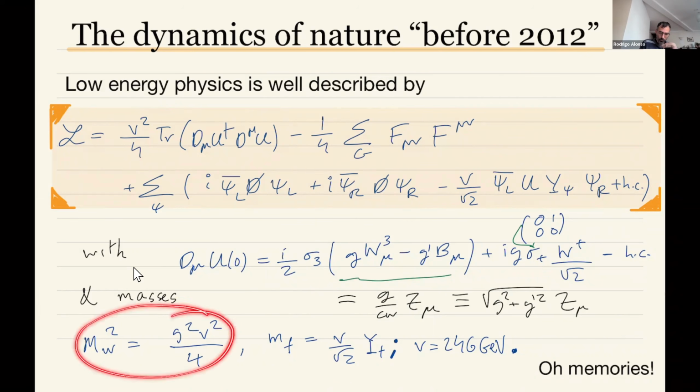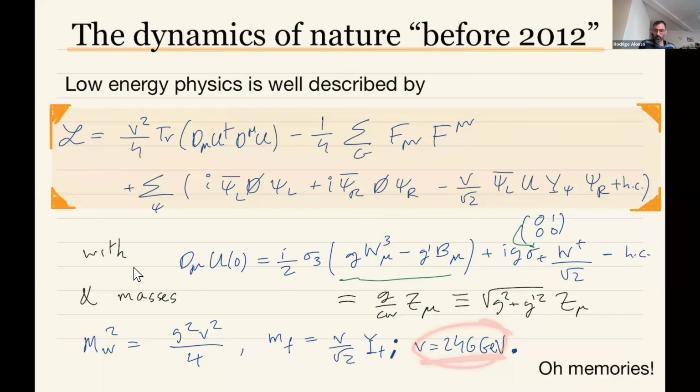In particular, the reason we were putting this v squared in here is because we recover the relation of the mass of the W squared as that weak isospin coupling squared times v squared over 4, where v is the electroweak vev, which is here 246. Anytime you see v in these lectures, it will be 246. And the mass of the fermions is recovered as that electroweak vev over square root of 2 times the Yukawa coupling, again in this convention we're using here.